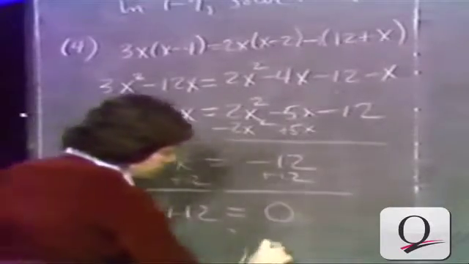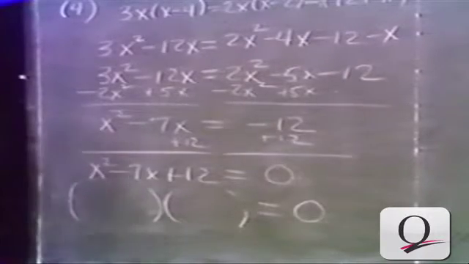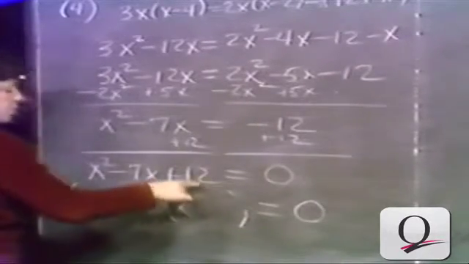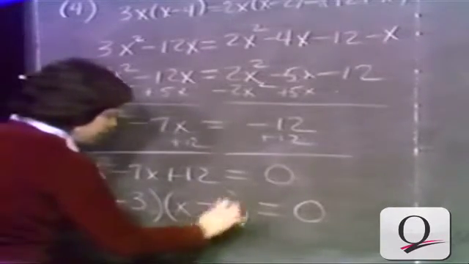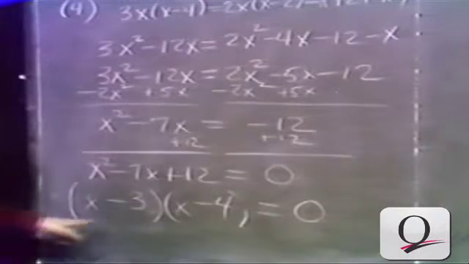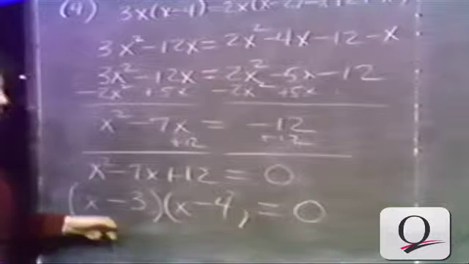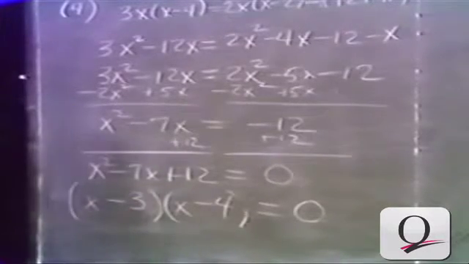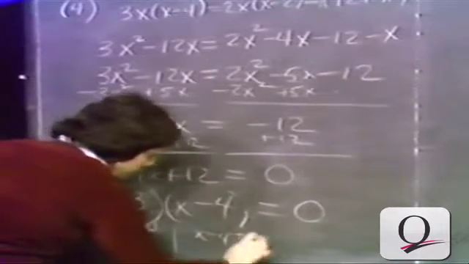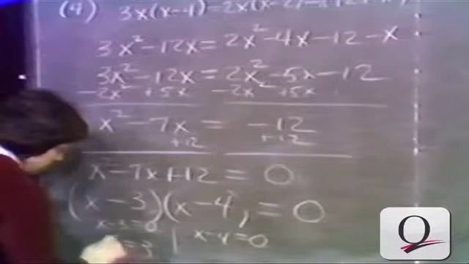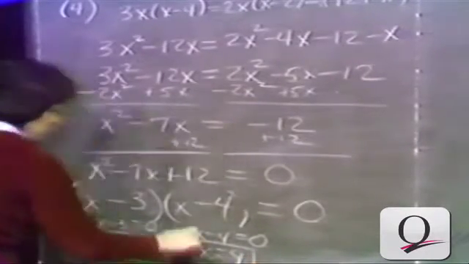Now we have a trinomial. We'll try to see if we can factor it, write it as a product of two binomials. To do that, we need two numbers which multiply to plus 12 and add to minus 7. And they, of course, are minus 3 and minus 4. And we would check this by FOIL, x squared minus 4x minus 3x plus 12. So this gives rise to x minus 3 equals 0 and x minus 4 equals 0, x equals 3, x equals 4 as two solutions.